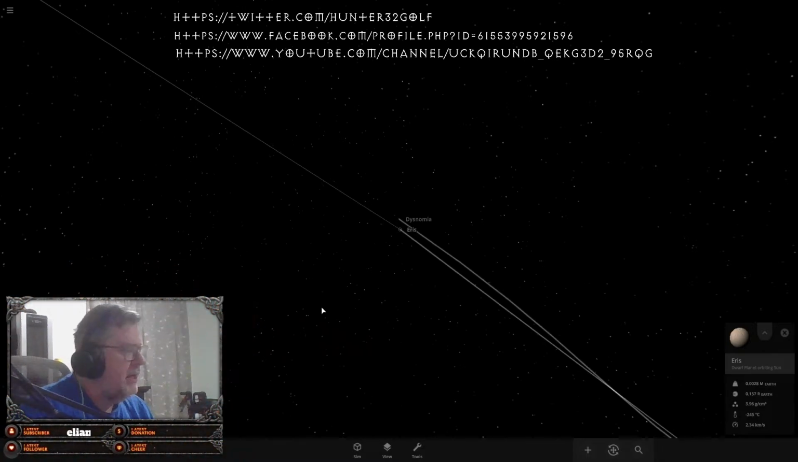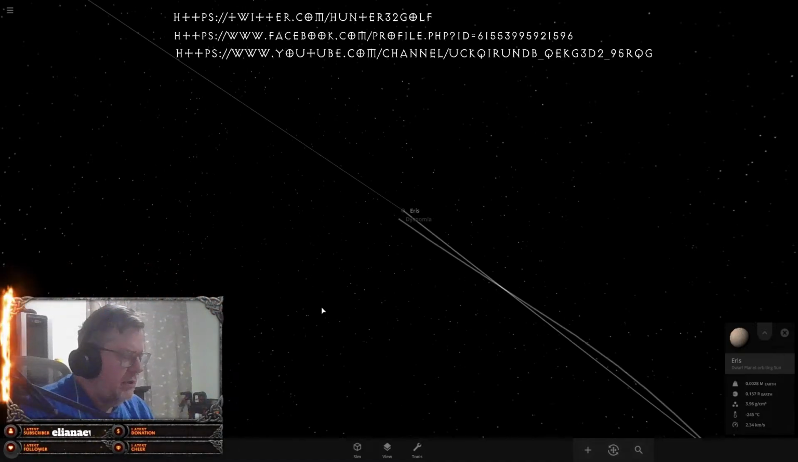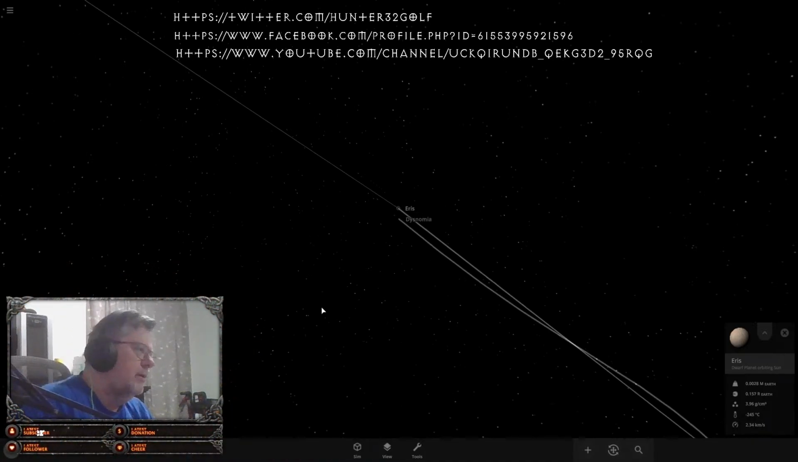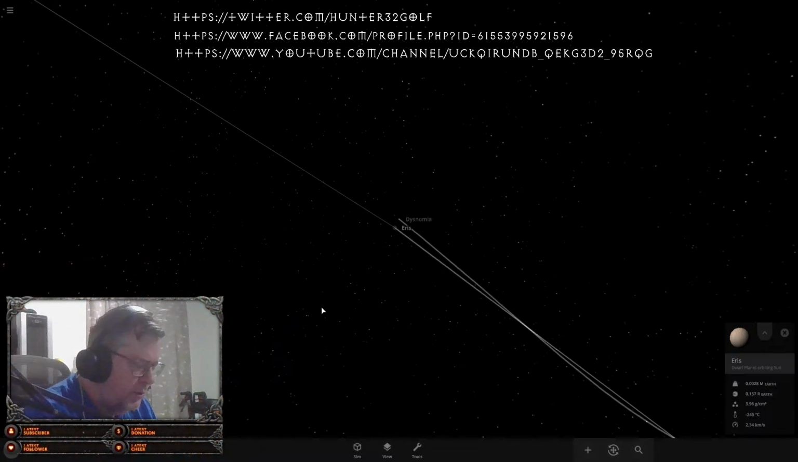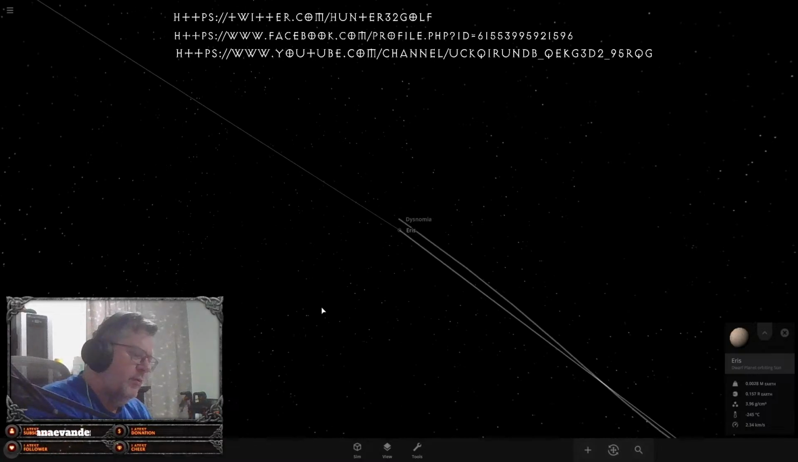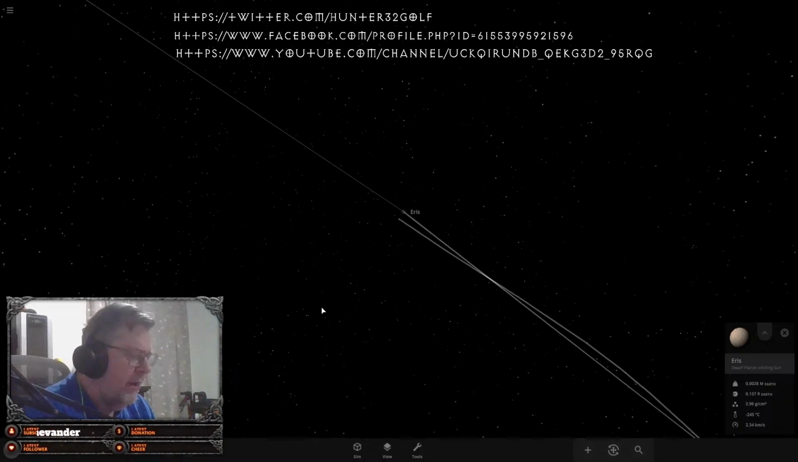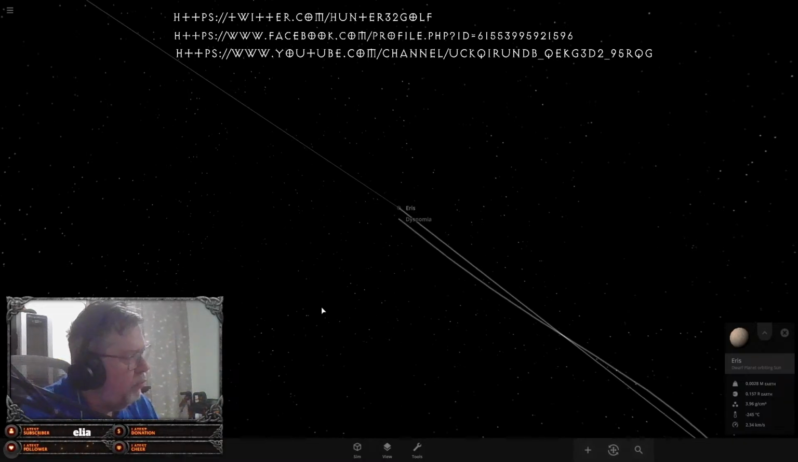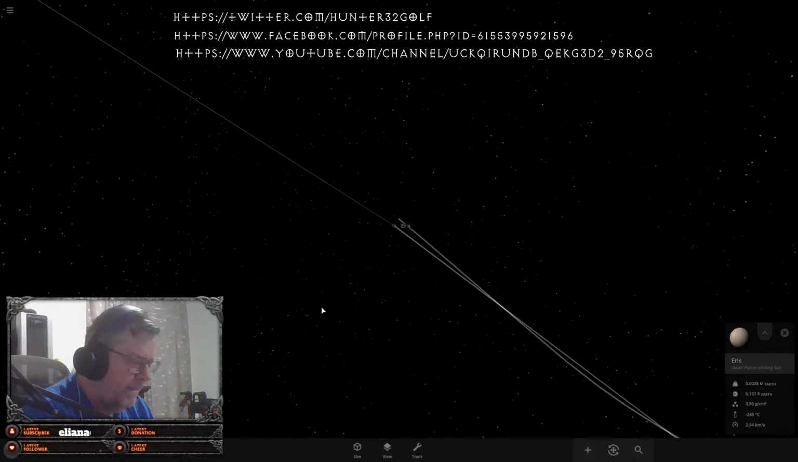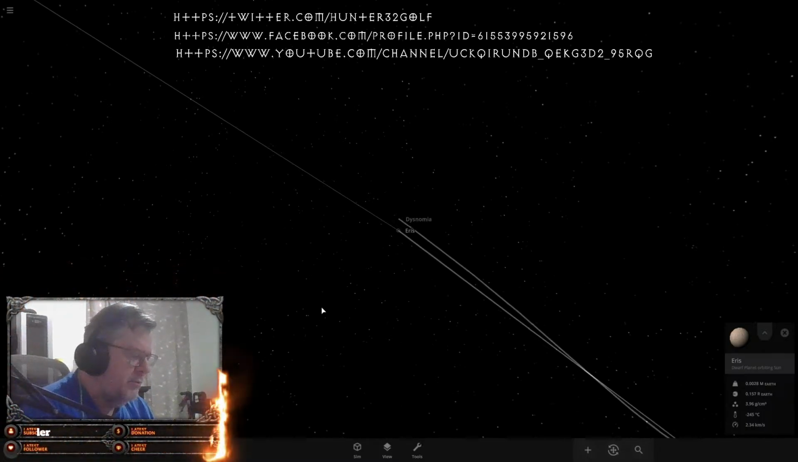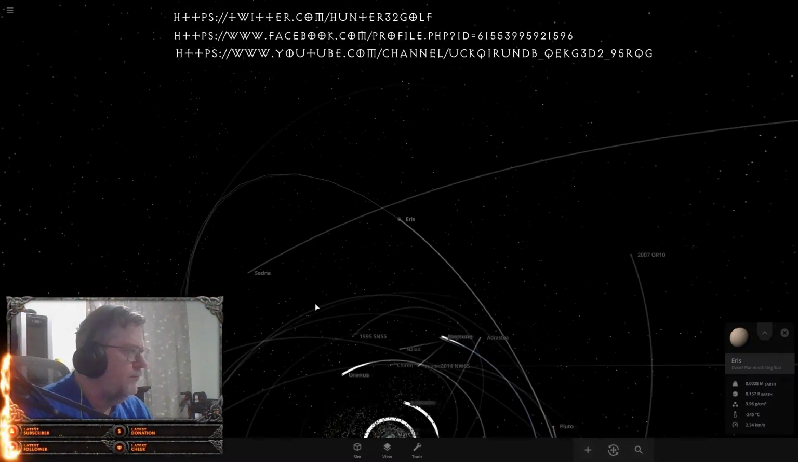Eris has the second longest orbit, the semi-major axis is 67 AU. The orbit ranges from 38 AU to 97 AU. Eris is the most massive dwarf planet, but not the largest. Pluto is the largest. It takes approximately 559 years for Eris to orbit the Sun.